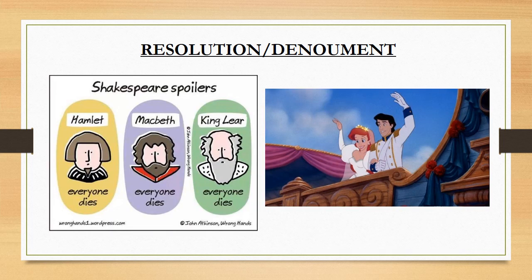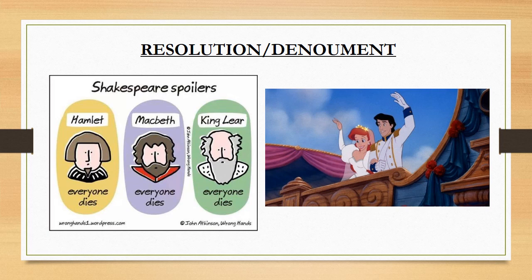So I put these two together when we're talking about resolution or denouement. In simplest terms, it's everything that comes after the climax. It may be satisfactory or unsatisfactory, comic or tragic, right? In Shakespeare's tragedies, they all end the same way. Hamlet, Macbeth, Lear, everybody dies. That's how you tell a Shakespeare tragedy.